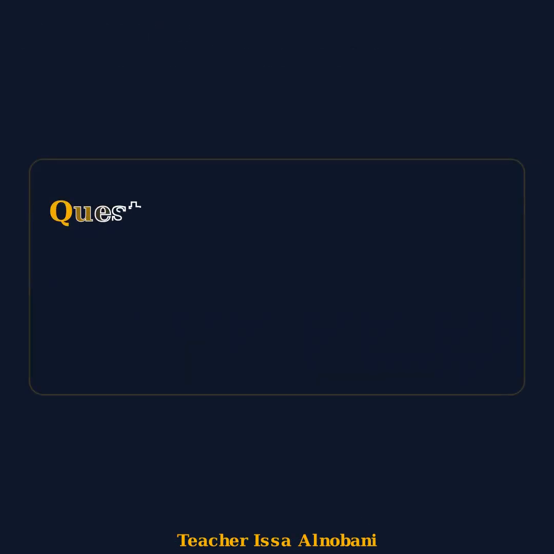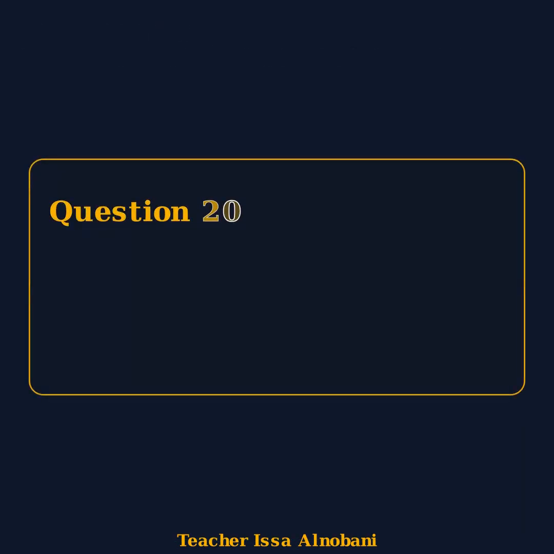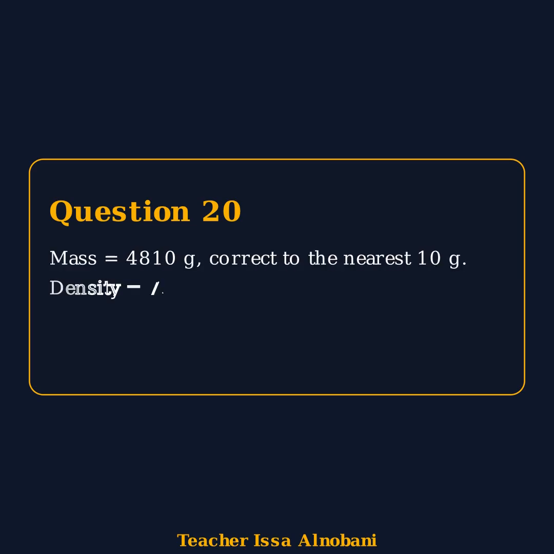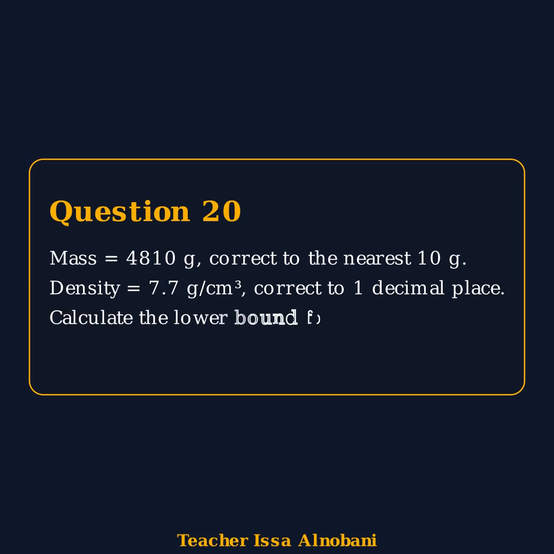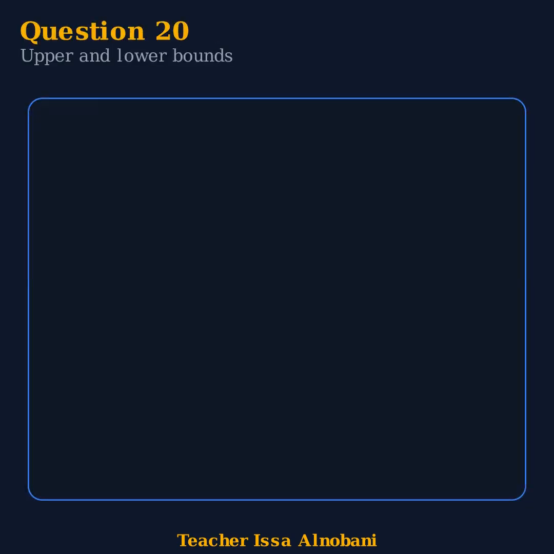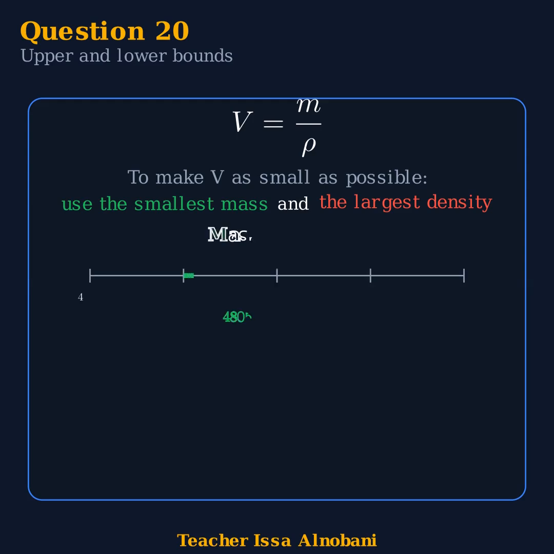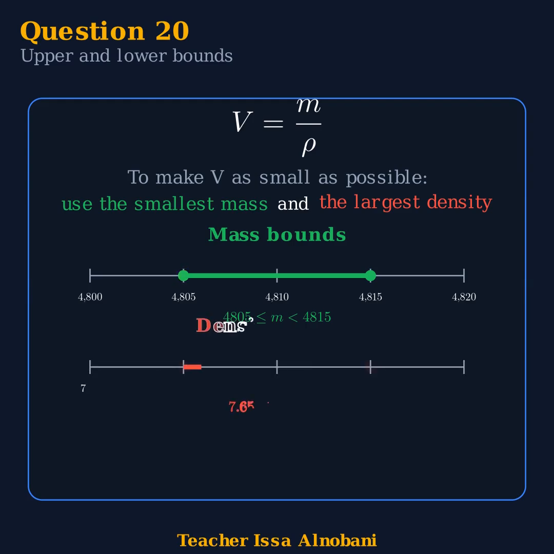Question 20. A metal prism has mass 4,810 grams, correct to the nearest 10 grams. Its density is 7.7 grams per cubic centimeter, correct to 1 decimal place. Calculate the lower bound for the volume. Volume equals mass divided by density. To make this quotient as small as possible, use the smallest possible mass and the largest possible density.